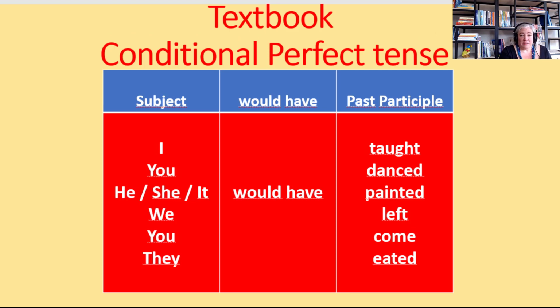The textbook conditional perfect tense, subject plus would have plus past participle. I would have taught, you would have danced, he, she, it would have painted, we would have left, you would have come, they would have eaten. They would have eaten. Oops. How could I do that? They would have eaten. Okay, one other thing I want to bring up, the conditional and the conditional perfect would be for your second and third conditionals.